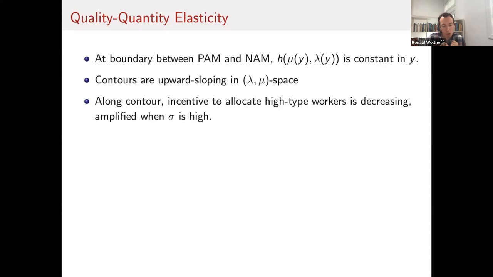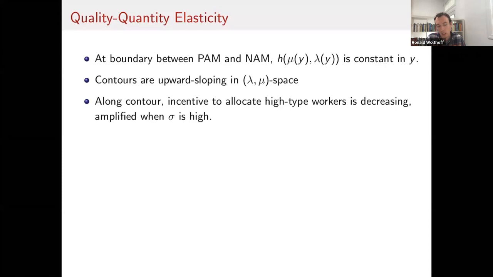You can also show that along these contours, the incentive for the planner to allocate high type workers, or for the firm to attract high type workers, is decreasing. And I think intuitively that makes some sense. A higher lambda and a higher mu means that it's going to be more crowded, and so it is less useful to send extra high type workers there. But importantly, that drop in that incentive is amplified when sigma is high, because when sigma is high, it was already relatively easy to identify the high type workers that were there, and so sending extra high type workers there is less useful.